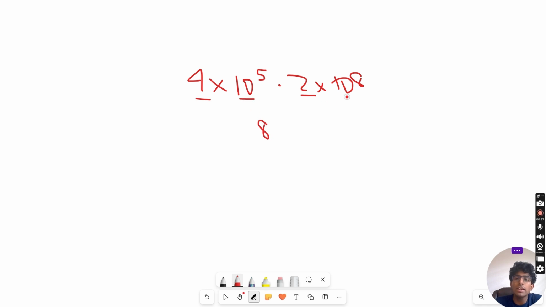And then when you multiply these powers, these exponents, you're adding the exponents together while keeping the base the same. So 8 times 10 to the 5 plus 8 power, which is 13. If you do multiplication and you get a whole number that's greater than 10, then you would adjust it to make sure that it does follow scientific notation.